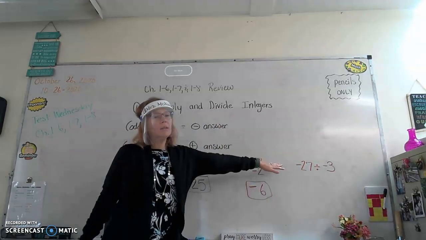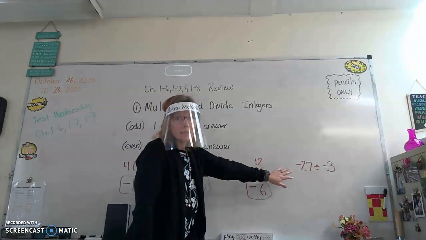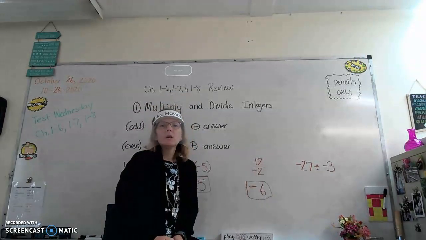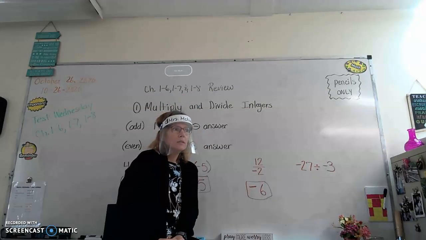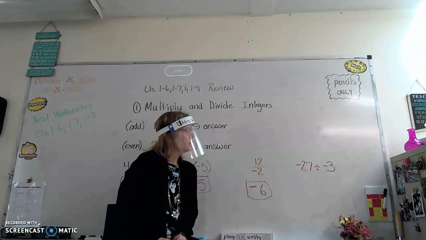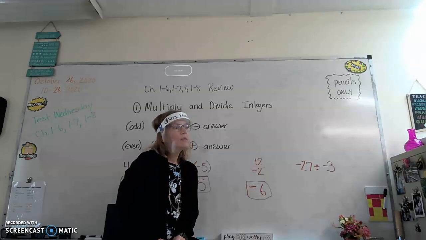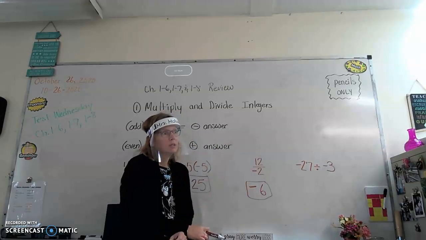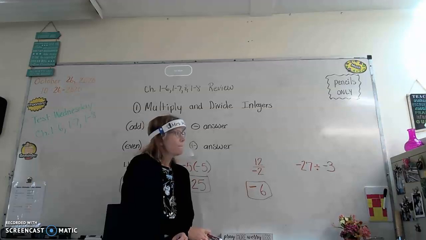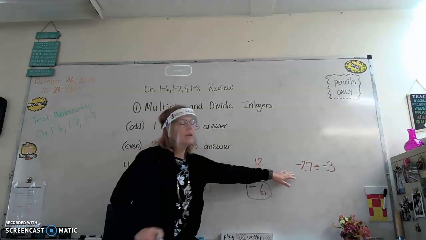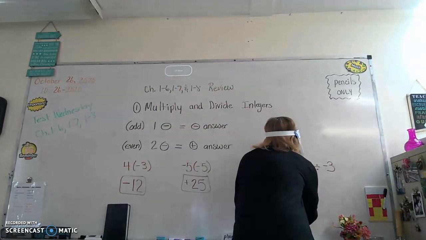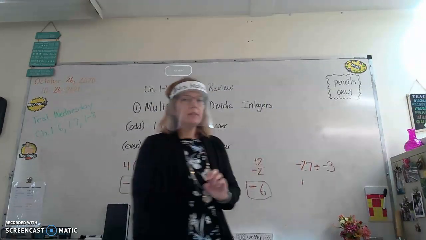And the last one, I see 2 negatives. I see negative 27 divided by negative 3. Well, these are dividing and multiplying. You're thinking of addition and subtraction. So, if I have 2 negatives, my answer is what? Positive. And 27 divided by 3 is?